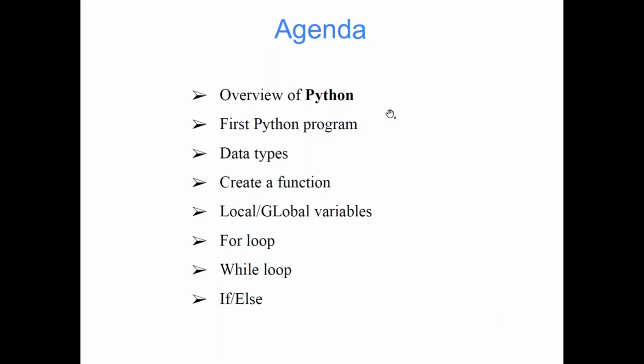Agenda for today's class is overview of Python. First, Python program, data types. We'll talk about how to create a function, local and global variable, for loop. We will talk about while loop, and we'll talk about if and else as well. So we'll be starting with the overview of Python language.